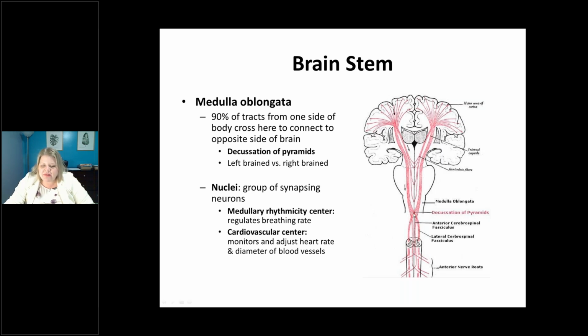And that's why you can have left-brained and right-brained people. They say that people who are right-handed are left-brained people. They're more analytical, logical, scientific, mathematical, where people who are right-brained tend to be more artistic and creative.